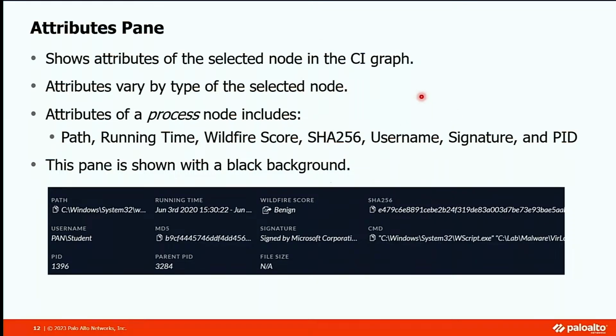So we don't see the graph, but which node do they select? Yeah, straight away you can see from here, right? The wscript.exe, and we can see the command line with which it ran. We see the process ID, its parent process ID. The wildfire score for wscript.exe. Its hashes, MD5 and SHA-256, the username with which the process ran, and the full path to it. So this is the path to the process, and this is the command line with which it ran.